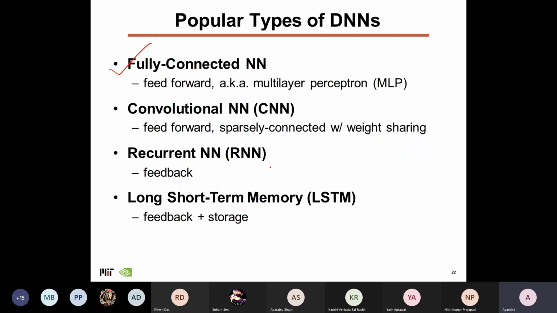CNNs are mostly effective when we are talking about image processing. But LSTM, or long short term memory, will be useful when we talk about some kind of audio processing or some kind of language processing. So in those cases, this LSTM will be useful. Okay. So these are the basic components, basic structures of DNN.